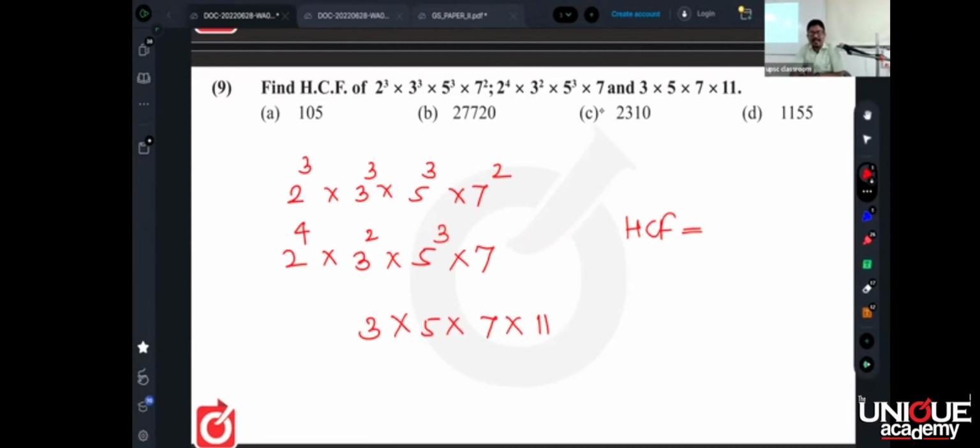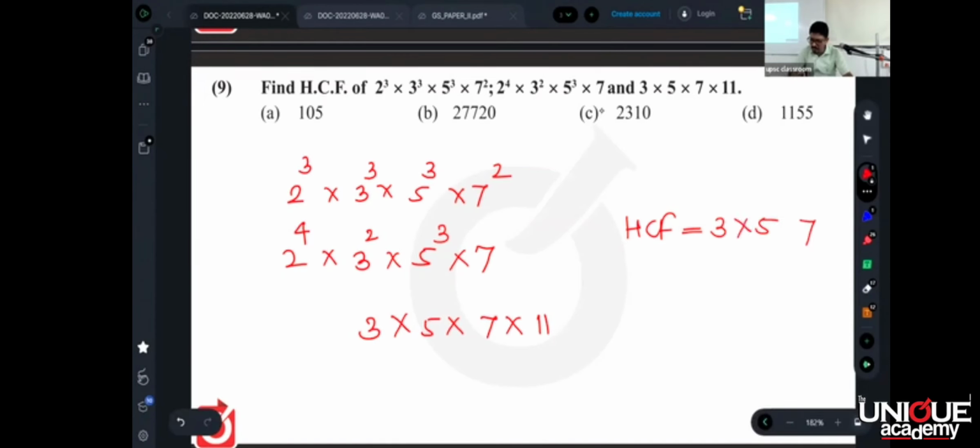Okay. Listen. As we have discussed, these are in exponential form. To find FCF, very simple one. To find FCF, take common base in all expressions. Only common base in all. So in the first expression, what are the bases? 2, 3, 5, 7. In the second also 2, 3, 5, 7. But in the third, 3, 5, 7, and 11. So common in all are 3, 5, and 7.